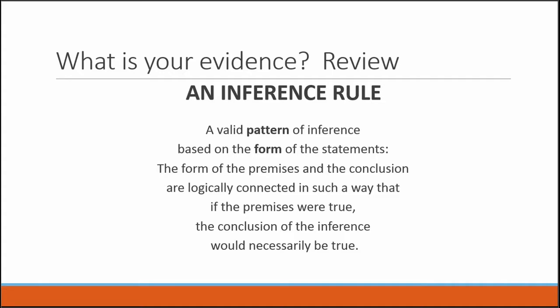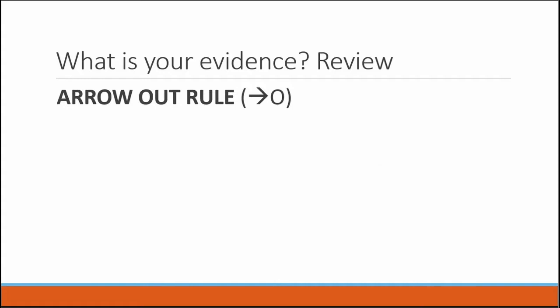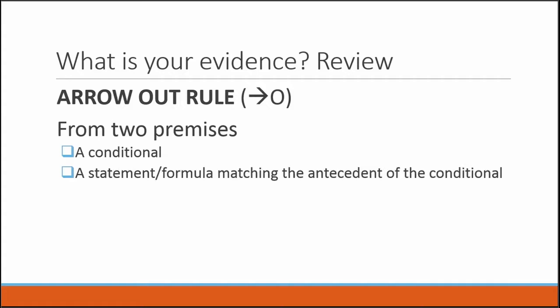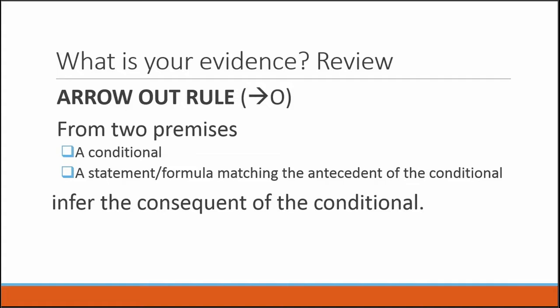So far, you have learned one valid inference rule, arrow out rule. Arrow out rule says, from two premises, one of which is a conditional statement, and the other of which is a statement that exactly matches the antecedent of the conditional, you may infer the consequent of the conditional statement. Okay, that's the review. Now we're going to learn 2 new rules to use on our proof tables.